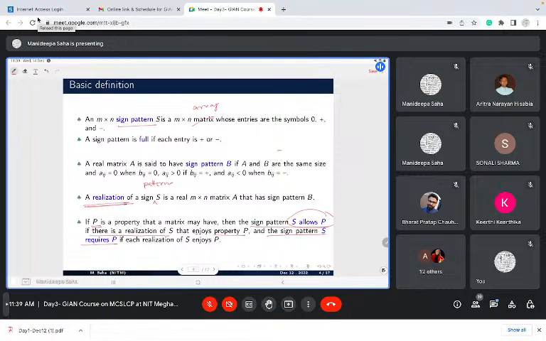In that case, we'll be calling it as the requires. If there exists one, then we'll be calling it as the allows. And if it is happening for all realizations, then we're calling it as the required. So here, when we're talking about semi-positivity, I said the sign pattern of semi-positivity. So we're calling semi-positivity a property, and then we're talking about the sign pattern that allows semi-positivity or that requires semi-positivity. Fine, those are the properties we'll be talking about here.